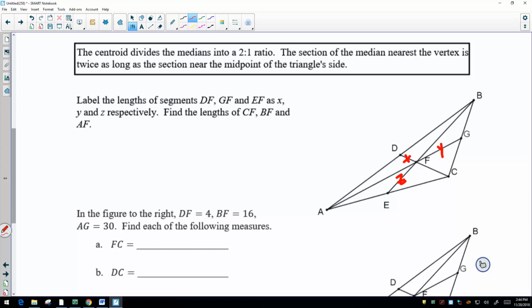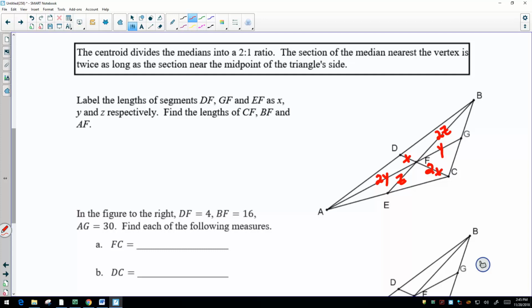Now, I have to label the other sections. I have to label CF. Because it's in a 2-to-1 ratio, if DF is 1X, that means CF is 2X. Same thing with AF. I know GF is 1Y, so AF has to be 2Y. And same thing with BF. Since I know EF is 1Z, BF has to be 2Z. So there's that 1-to-2 ratio.